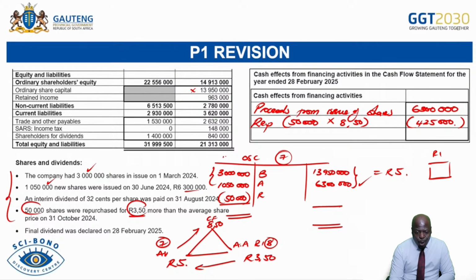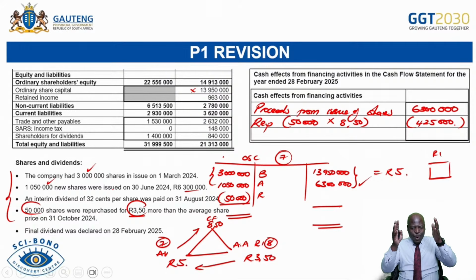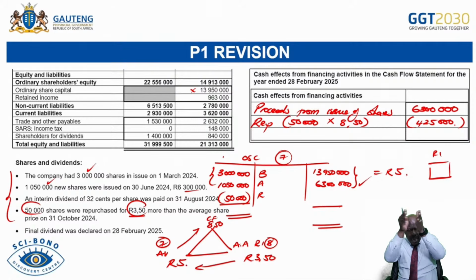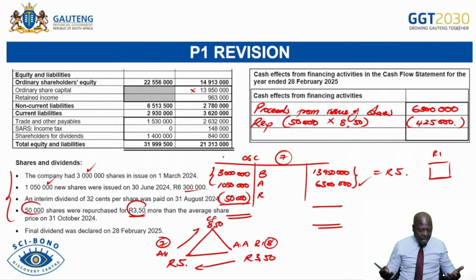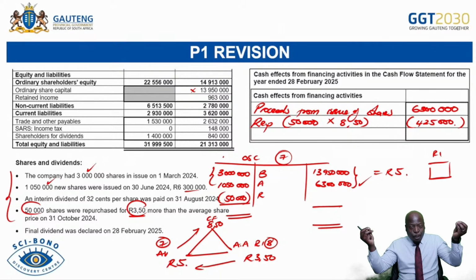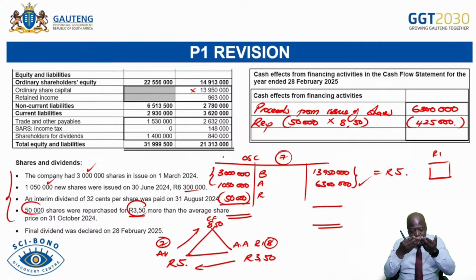So what the examiner can do is they can give you an extract of the retained income, and maybe an extract of note number 7, and then they don't give you any of this information. You should be able to know that the amount from the ordinary share capital plus the amount from the retained income is what we take to the cash flow statement. So that can happen at times where you are not given such information, but you're given the amounts from note 7 and note 8. You should just add the two amounts and then it takes you there.